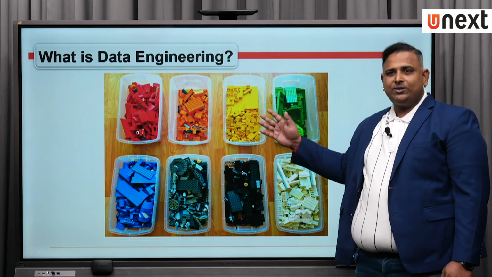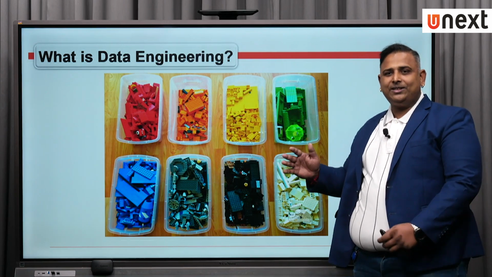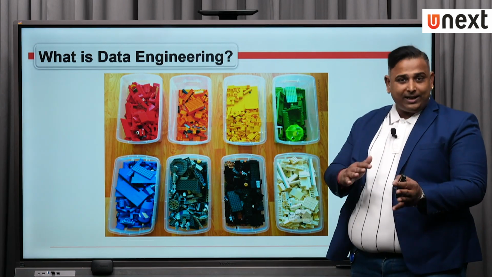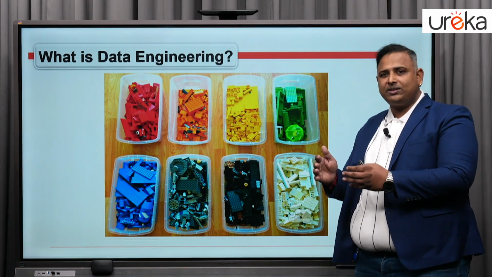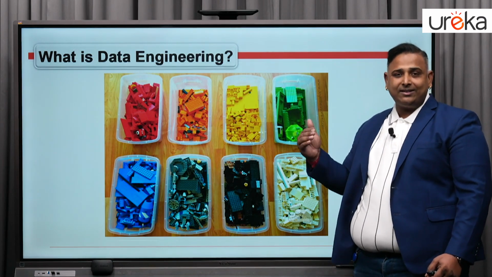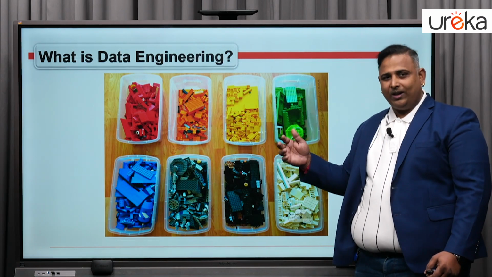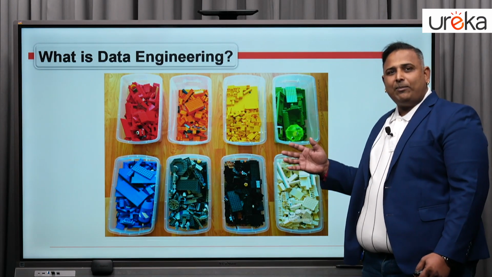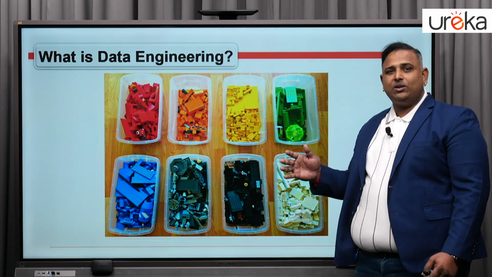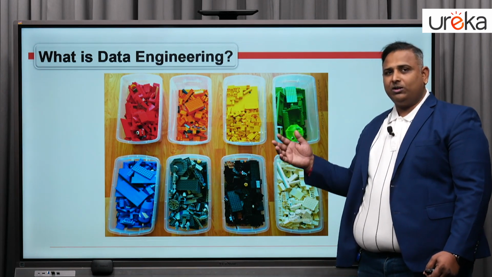If you segregate the information like this, you have data segregated as per type, as per where the information is coming from. Let's say some data is coming from HR, some from finance, some from marketing, and so on. So data engineering is all about segregating this information as per its orientation, as per its color.